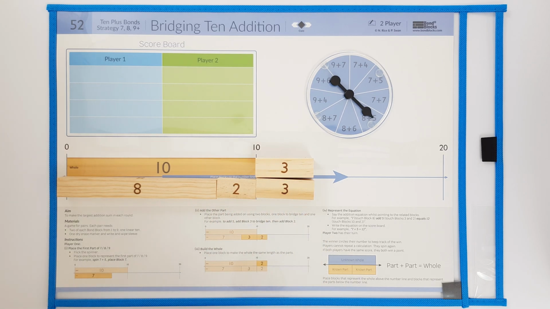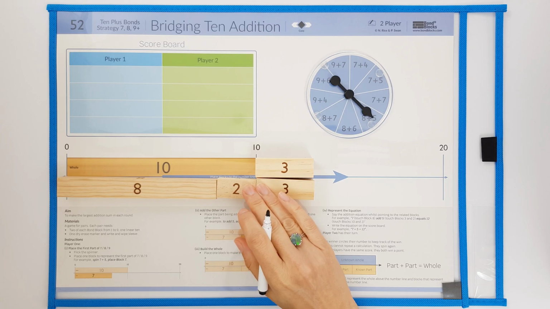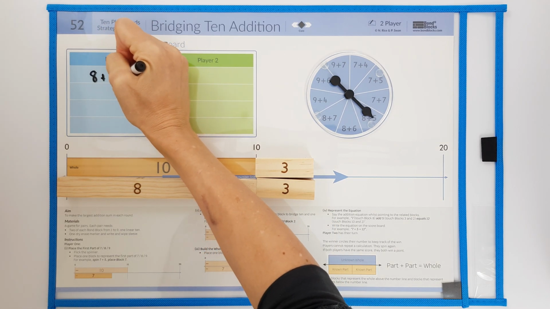Make sure that you touch the matching parts as you say them, especially the parts that join to bridge 10, like the 5. And I record 8 add 5 equals 13.